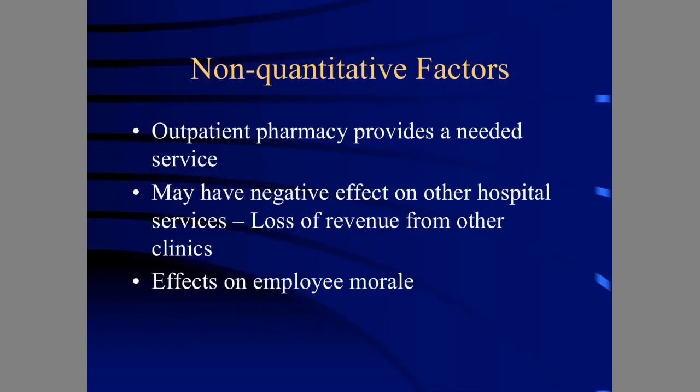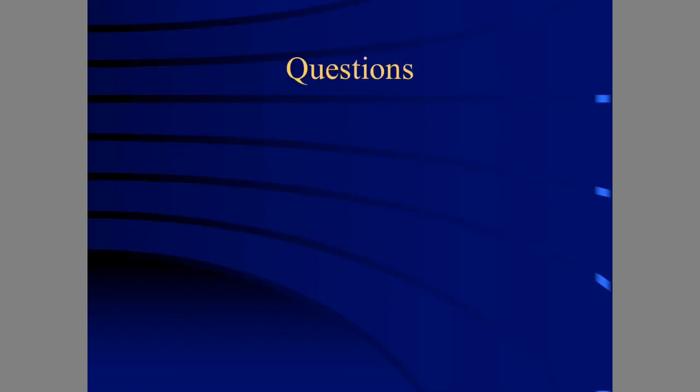In this example, the outpatient pharmacy provides a needed service, and the other thing we have to consider, even though it's losing money, is what the negative effect would be. The negative effect could be that this outpatient pharmacy helps fill discharge prescriptions, and the hospital gets penalized if people get readmitted. So there might be benefits to keeping it.